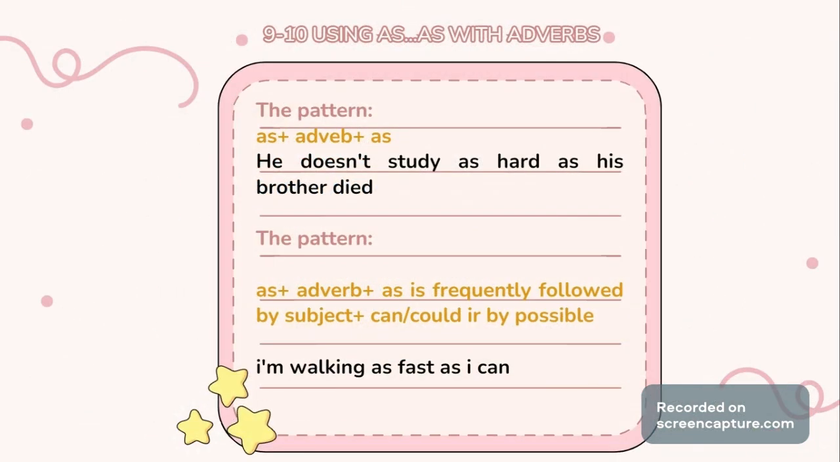Next, using as blank as with adverbs. The pattern is as plus adverb plus as. So, the example, he doesn't study as hard as his brother did. The pattern as adverb as is frequently followed by a subject plus can or could, or by possible. Example, I'm walking as fast as I can.